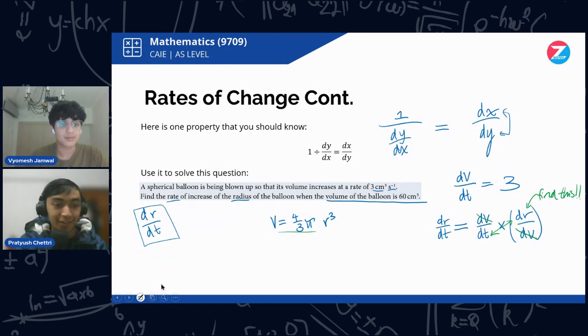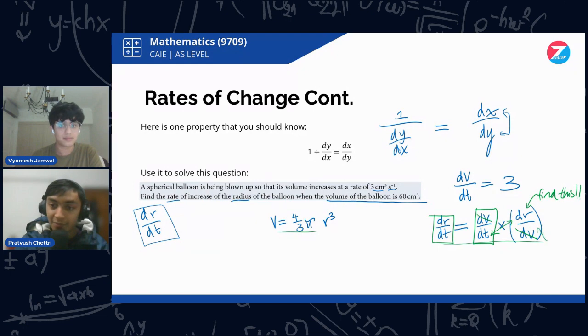That's a really good point, because sometimes you might get stuck. You're like, oh, I have all this information, what am I meant to find? And if you lay it out, it's super simple. You want to find this. We already have this. What can I chain rule style multiply with to end up with that?